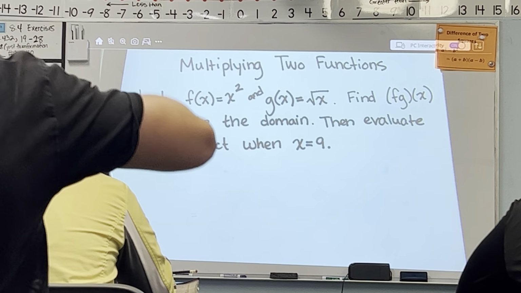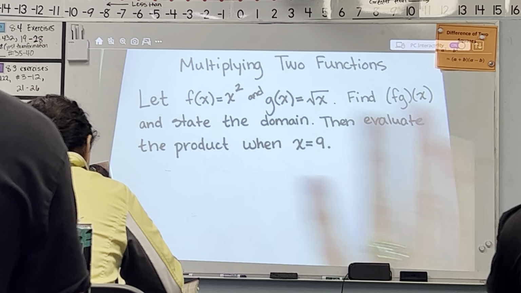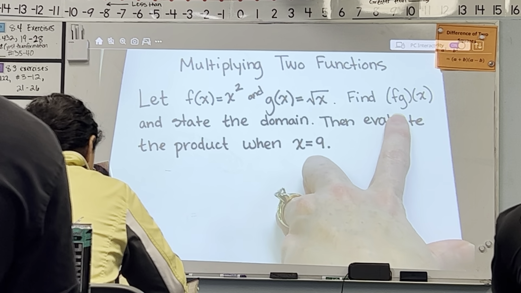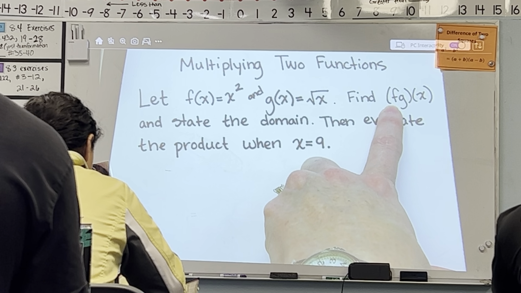SAT, they're like multi-step things. So just start with the first thing you have to do. Okay, just break it down. So we're gonna find f times g of x. That's the very first thing.